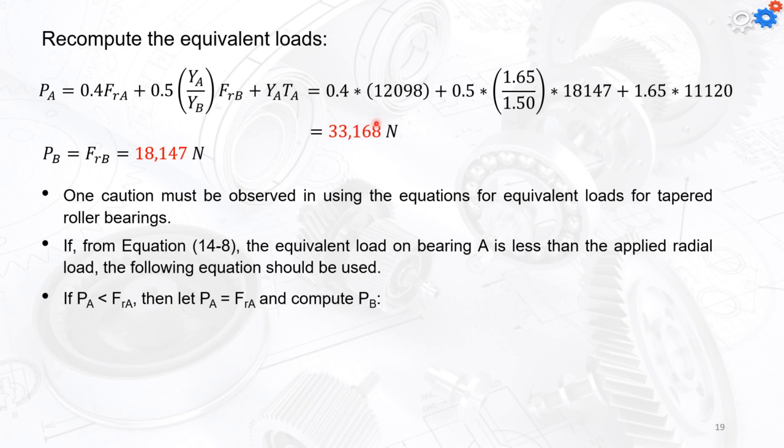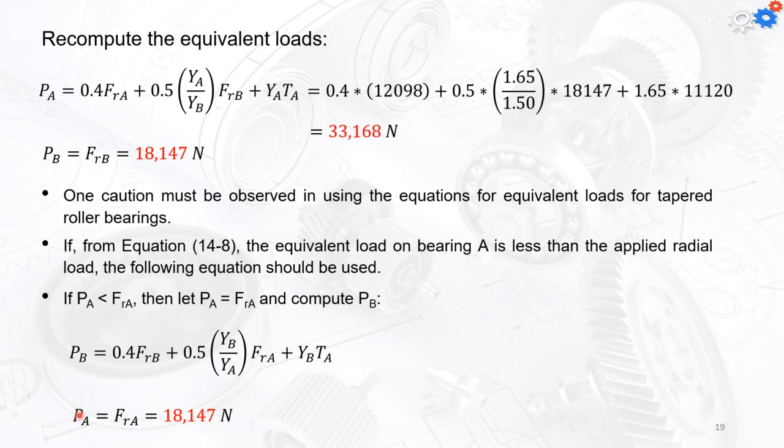So we found the new values for the PA and the PB, and one caution must be observed in using the equations for the equivalent loads for the taper roller bearings. If from equation 14.8, the equivalent load on the bearing A is going to be less than the applied radial load, then the following equation should be used. If the PA is going to be less than the FRA, then let the PA be equal to the FRA and then compute for the PB. So again, reverse the equation to be that way, and the other equation is also going to be changed. Okay, so that's it. That's how to solve for the taper roller bearings.